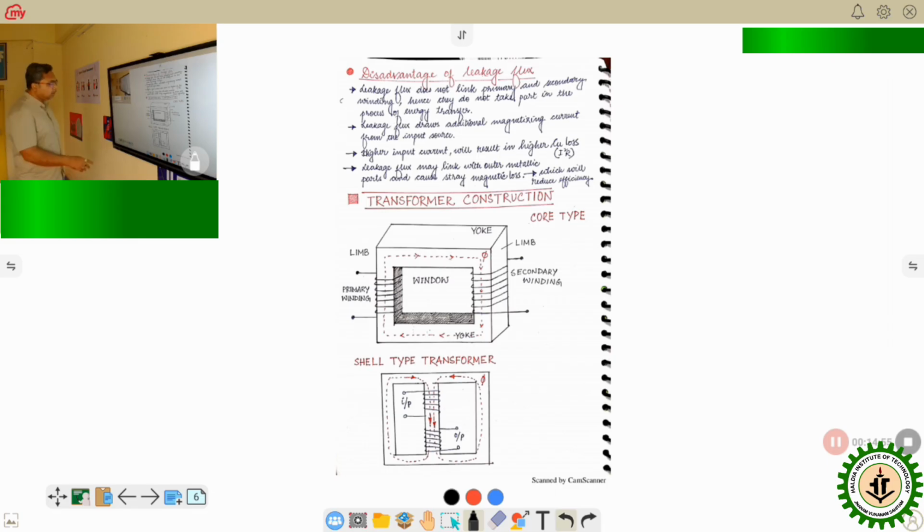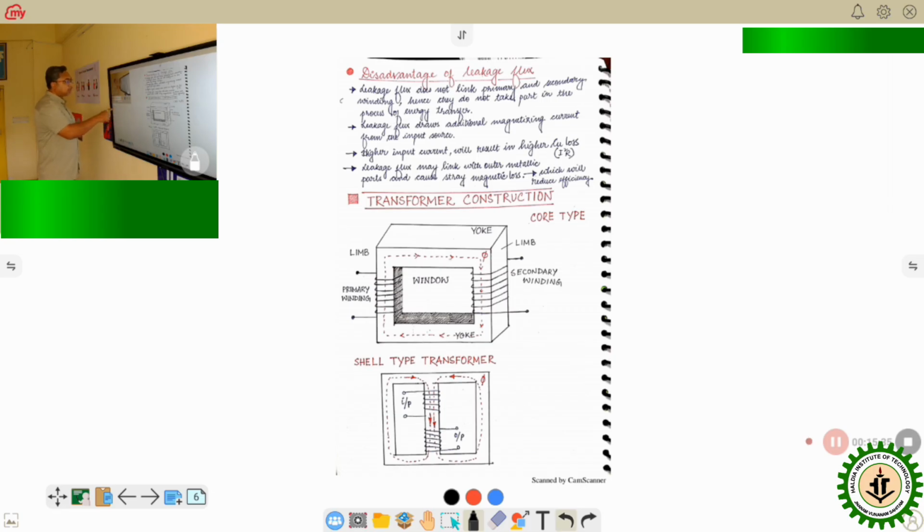So here I have shown you two figures. One is known as core type of transformer, another is known as shell type of transformer. Now, what is a core type of transformer? I have drawn the schematic of the core type of transformer and shell type transformer.